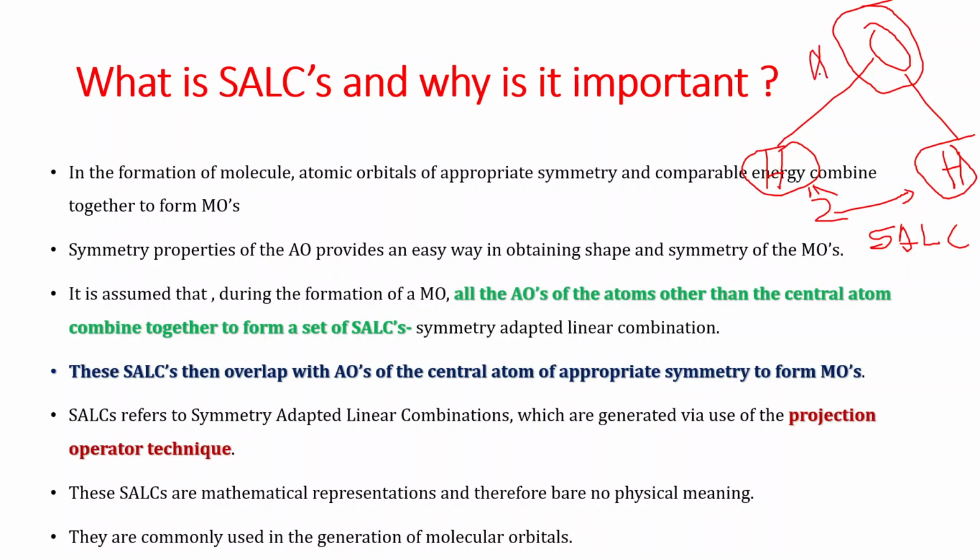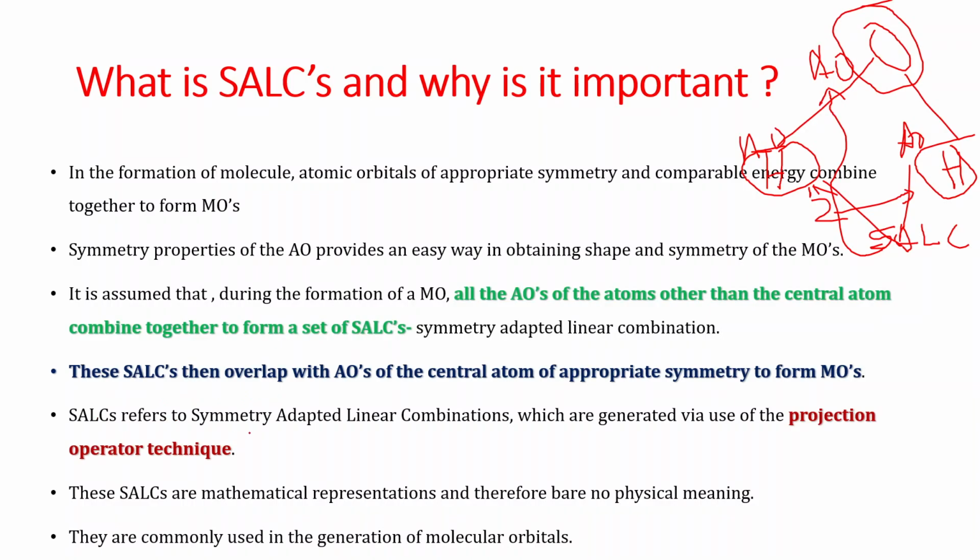Actually, the atomic orbitals of the two hydrogens combine together to form a SALC. And the SALC again combines with the central metal atom's AOs to form molecular orbitals. And how will they overlap? They overlap with the AOs of appropriate symmetry. These SALCs then overlap with AOs of the central atom of appropriate symmetry to form MOs.